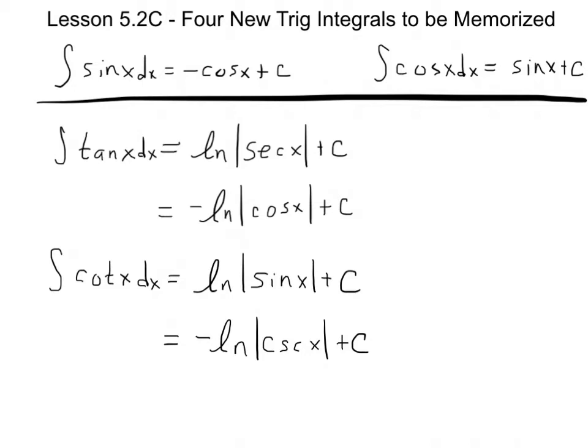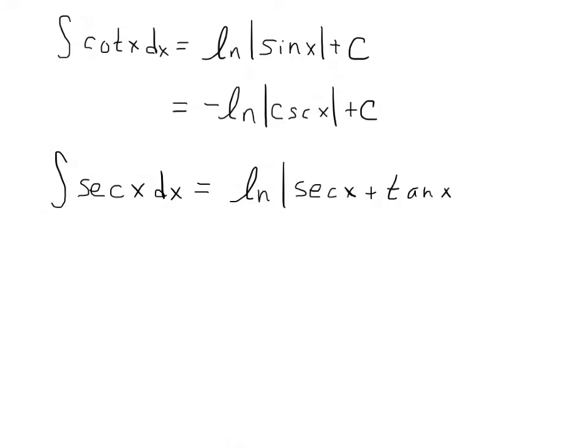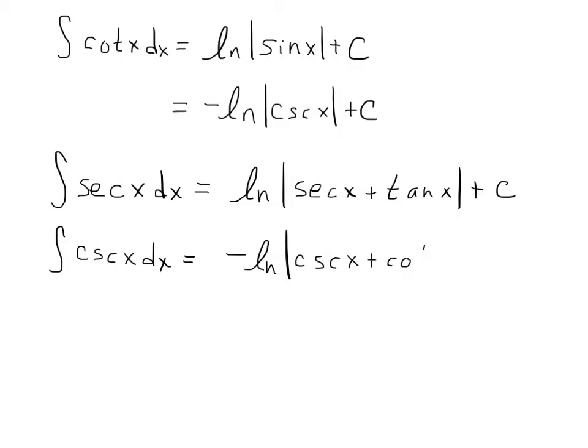So those are the first 2, the integral of tangent and the integral of cotangent. Now we get the crazy ones. The next one is the integral of secant x dx, which is the natural log of the absolute value of secant x plus tangent x plus c. And the last one is the antiderivative of cosecant x dx, which is the negative natural log of cosecant x plus cotangent x plus c.